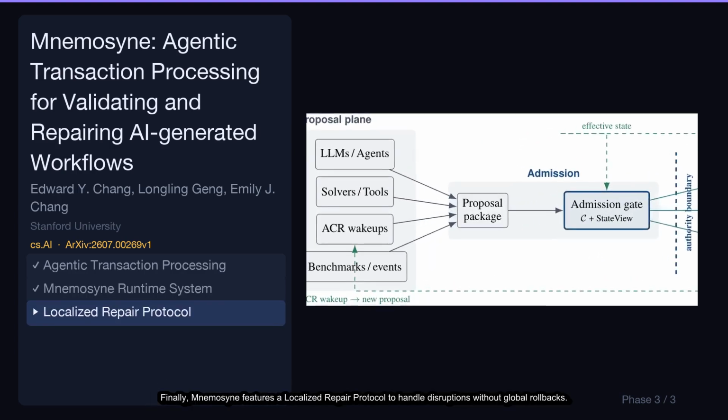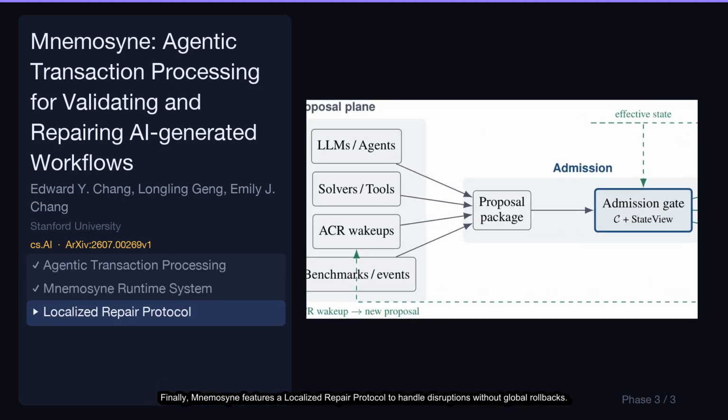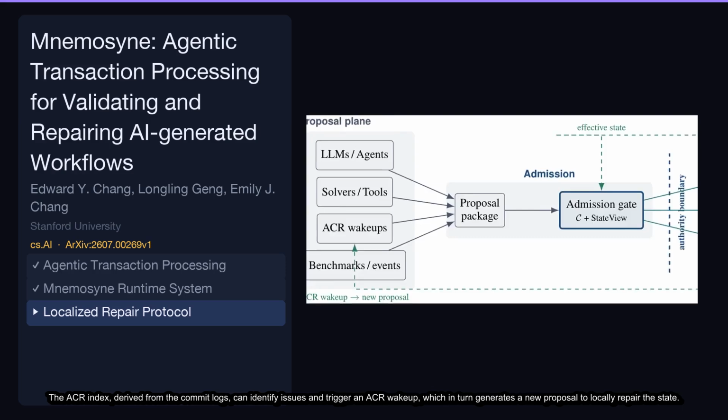Finally, Mnemosyne features a localized repair protocol to handle disruptions without global rollbacks. The ACR index, derived from the commit logs, can identify issues and trigger an ACR wakeup, which in turn generates a new proposal to locally repair the state.